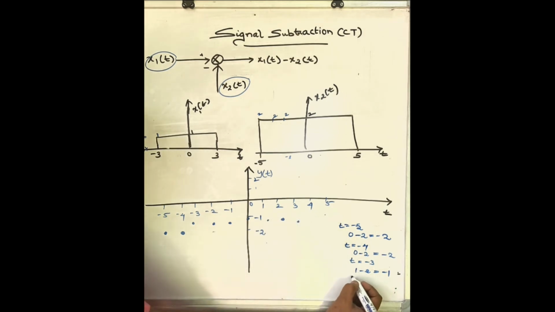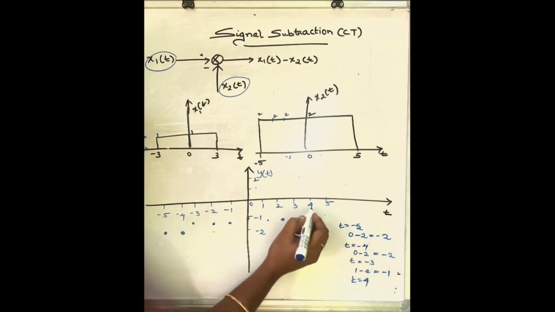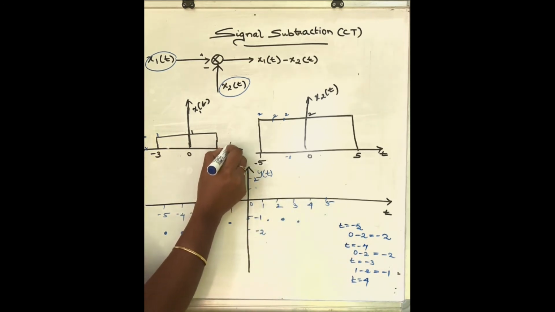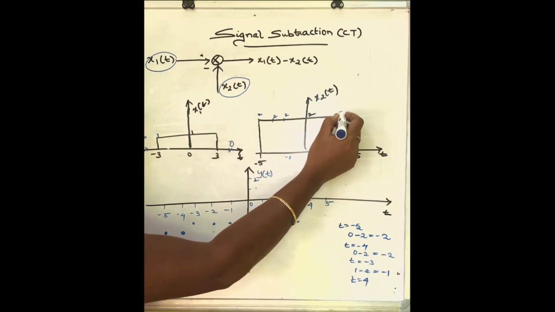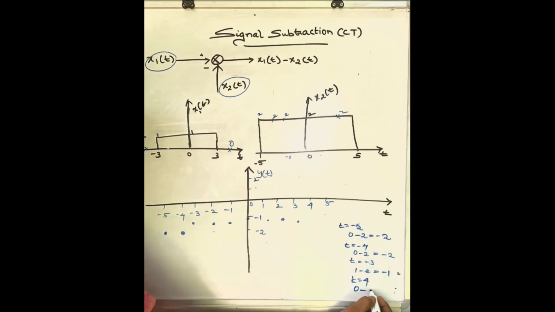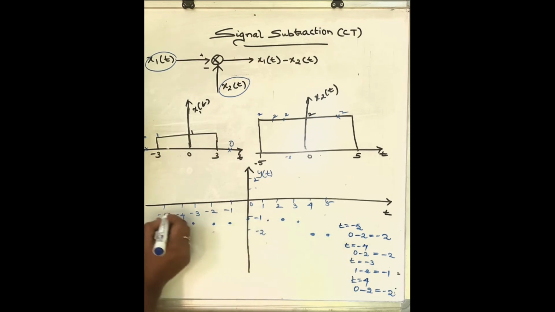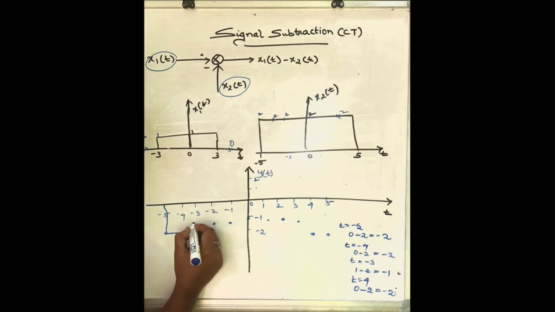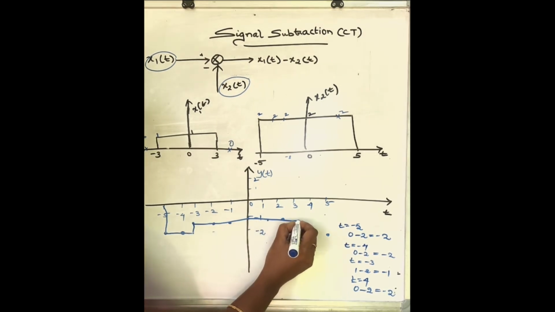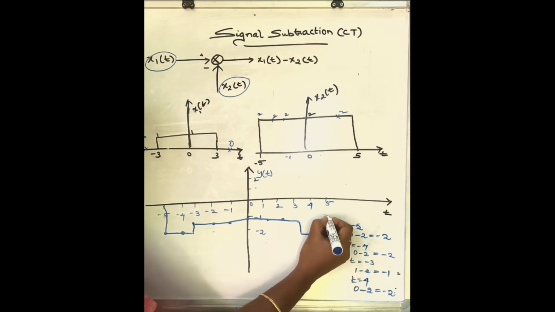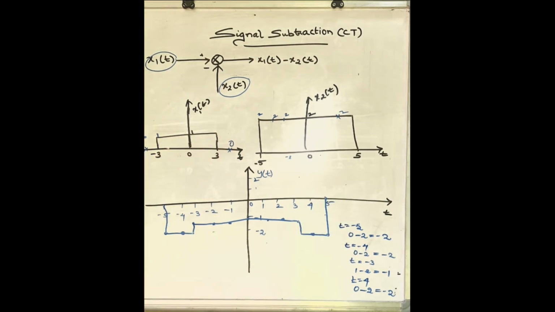And for 4, see when t is equal to 4, here 0, here you have 2. So 0 minus 2 is minus 2. And for 5 again minus 2. So now you can draw the signal. This is your obtained signal.